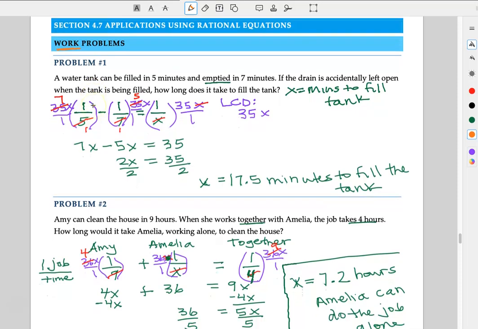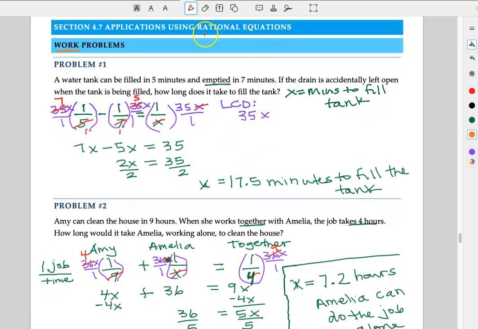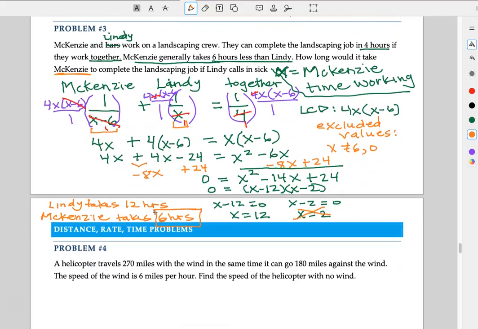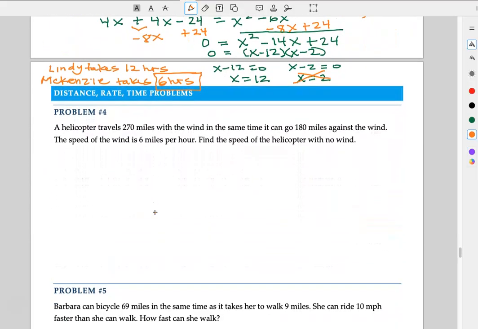Okay, yeah, and remember, since we are dealing with rational equations, we will have these fractions in them, so you'll definitely make sure that you're making fractions when you're doing this, but it's always one job over the amount of time that they can do it.